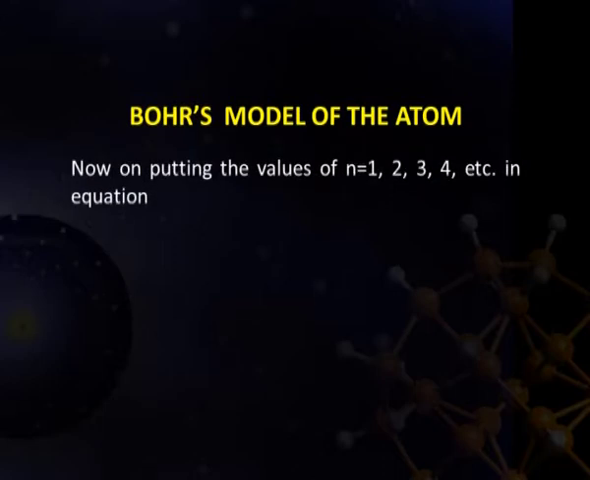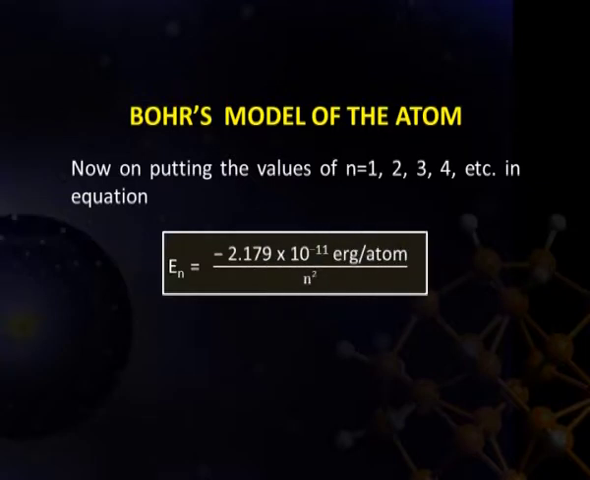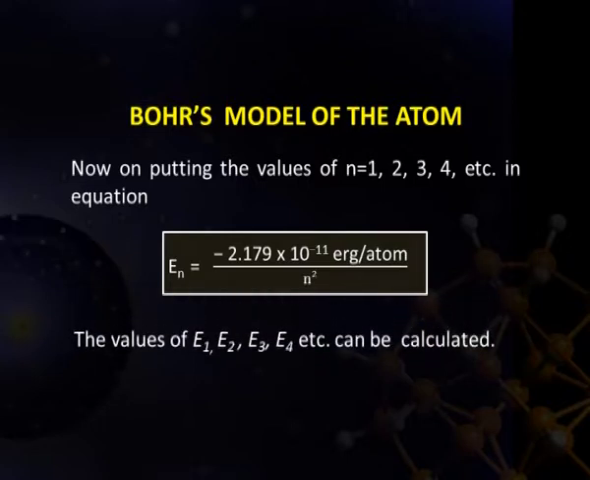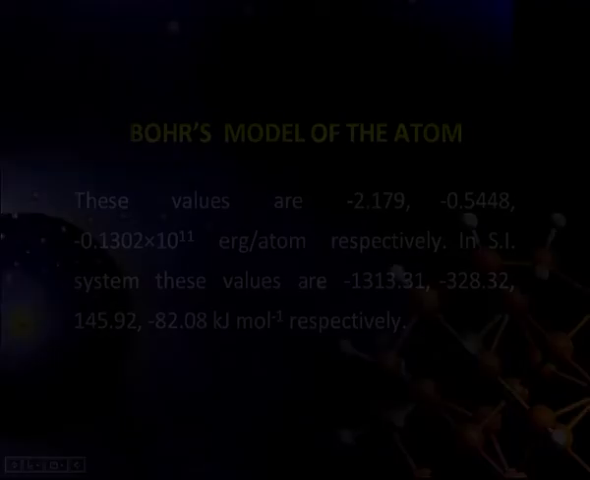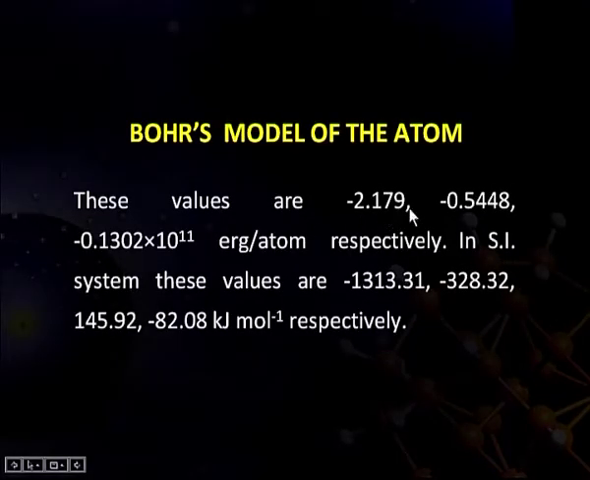Now on putting the values of n 1, 2, 3, 4 etc. in this equation, En is equal to minus 2.179 into 10 raised to the power minus 11 ergs per atom upon n square, the values of E1, E2, E3, E4 etc. can be calculated. These values are as follows, in ergs per atom respectively, and in SI system these values are this in kilojoules per mole respectively.